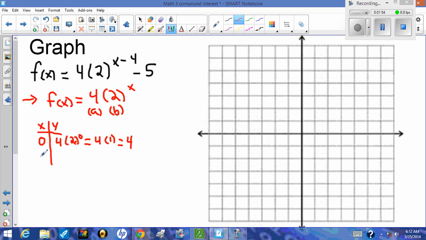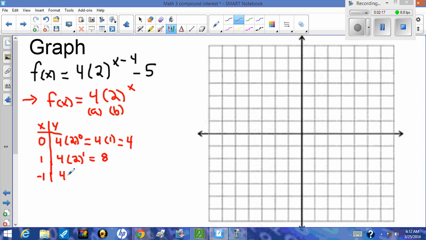I like to go with 1, a positive number, and that's always A times B, because anything to the first power is always itself. So to illustrate that, that's 4 times 2 to the first, which is simply 4 times 2, or 8. And let's go with a negative number. Let's go with a negative 1.